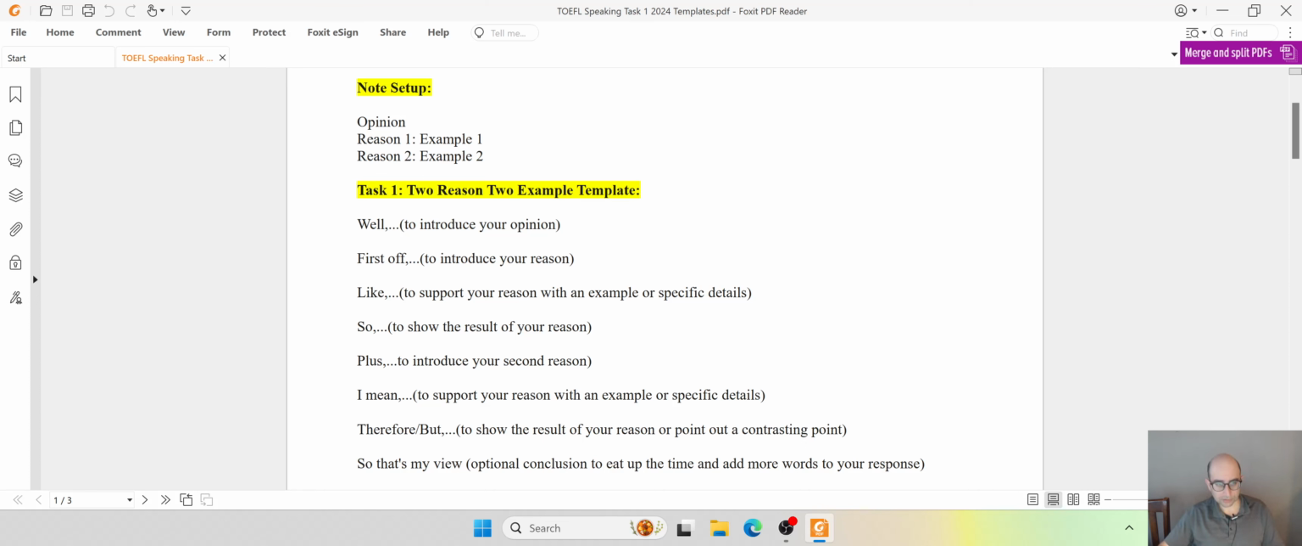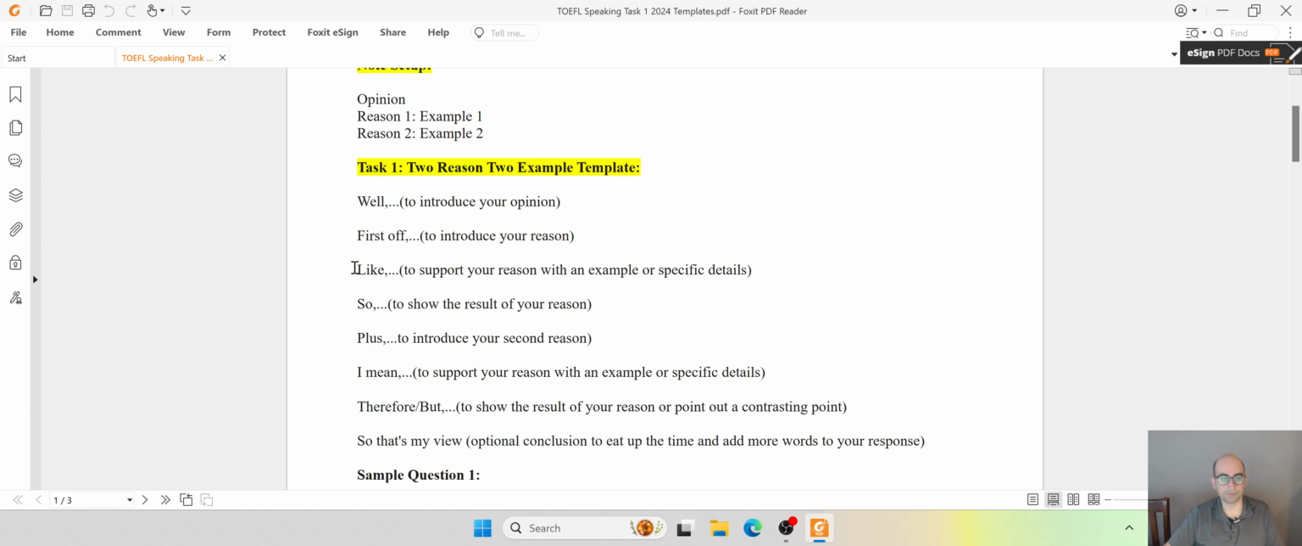So "well" is an excellent word for introducing your opinion. So practice using this and then stating whatever your opinion is. And then right after, your second sentence is going to involve "first off." So this is to introduce your first reason. And then you're going to have "like" to basically share a specific example, or you could use it to introduce some specific details here. Then you're going to have "so" to show the result of your reason.